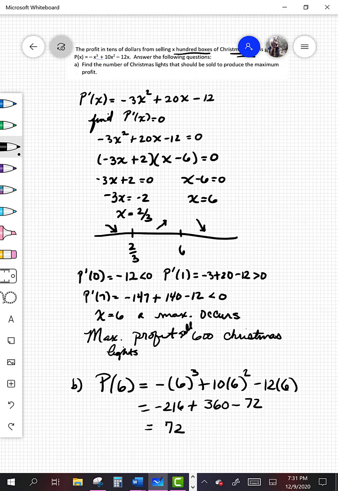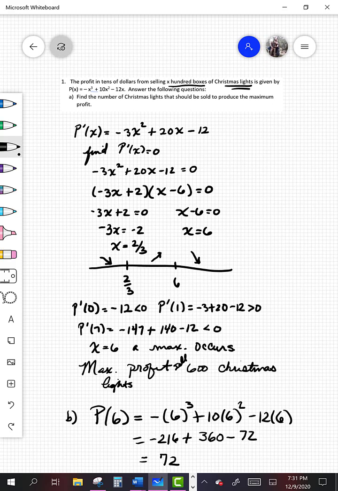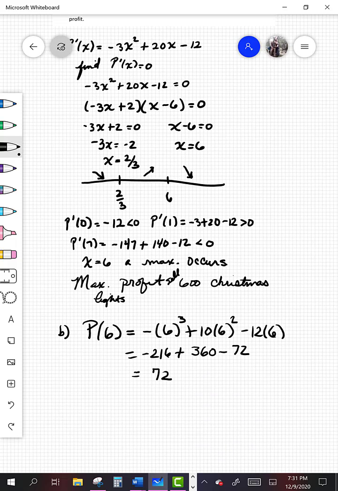So up here it tells me that the profit is in tens of dollars. So since the profit is in tens of dollars, the max profit is 10 times 72, which is $720.